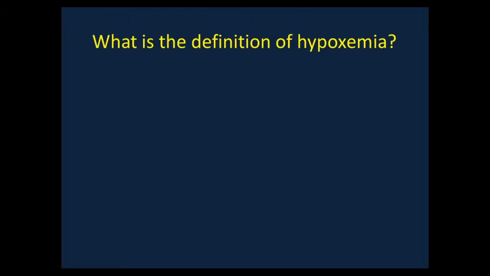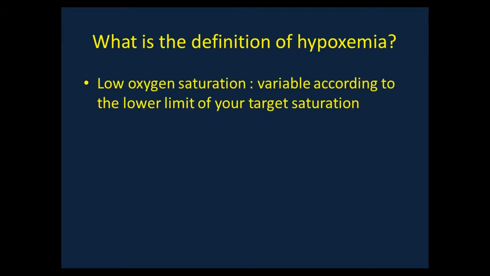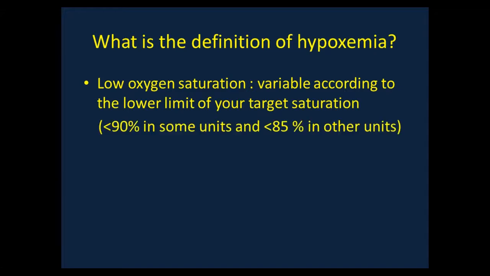So what's the definition of hypoxemia? And before that, what's the low oxygen saturation? It is actually variable according to the lower limit of your target saturation. So if your target saturation in your unit is 90 to 92, then anything below 90% oxygen saturation should be considered as low saturation. If your target saturation is between 85 to 90%, then any saturation below 85 should be considered as low saturation.